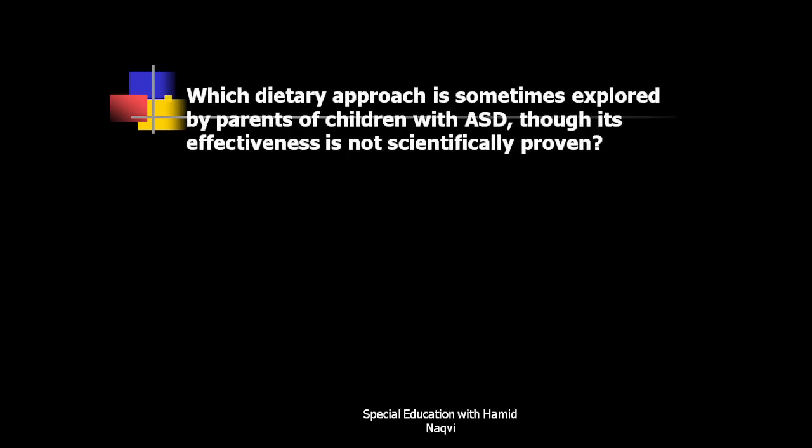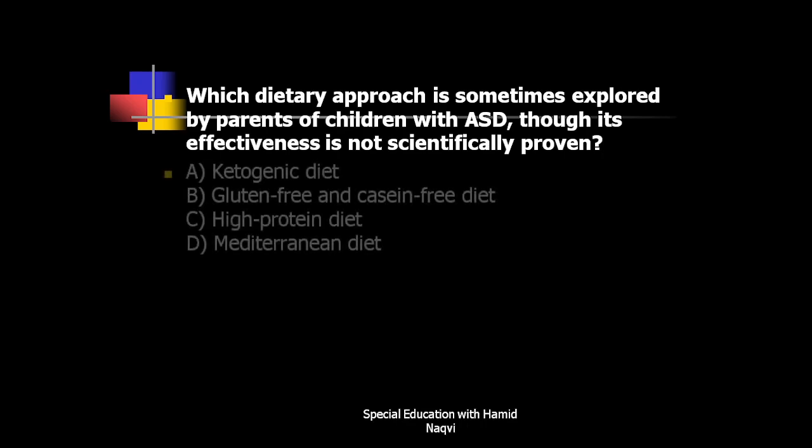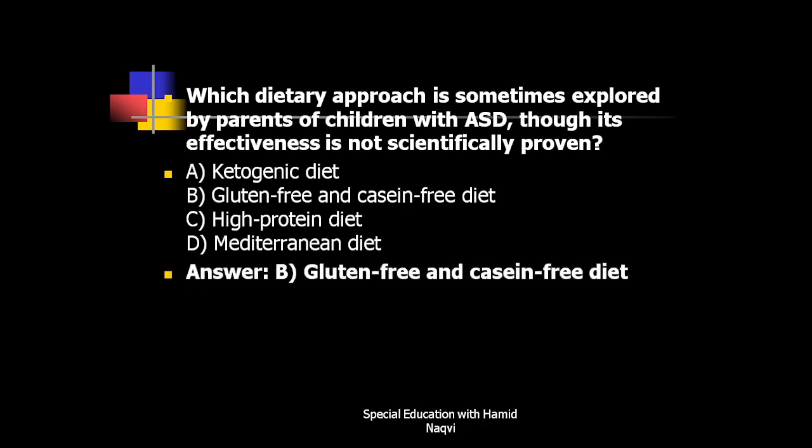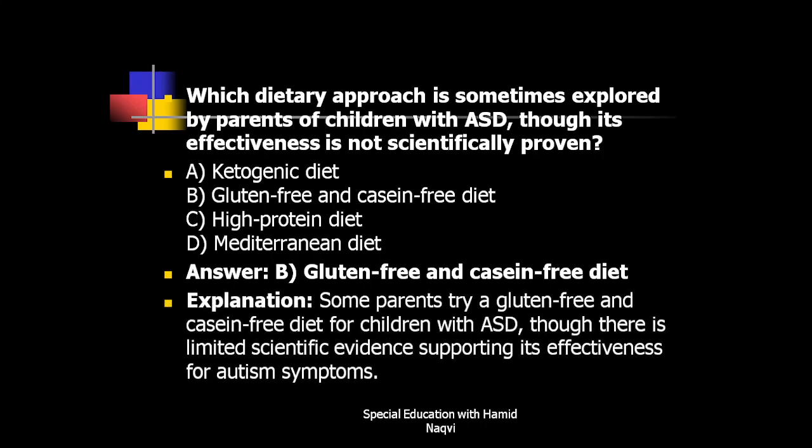Which dietary approach is sometimes explored by parents of children with ASD, though its effectiveness is not scientifically proven? Ketogenic diet, gluten-free and casein-free diet, high protein diet, or Mediterranean diet? Answer is B, that is gluten-free and casein-free diet. Some parents try a gluten-free or casein-free diet for children with ASD, though there is limited scientific evidence supporting its effectiveness for autism symptoms.